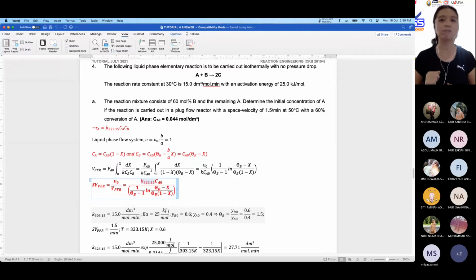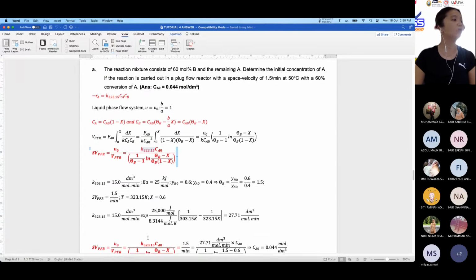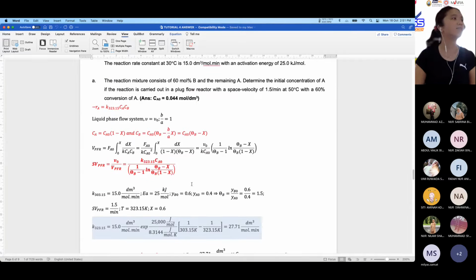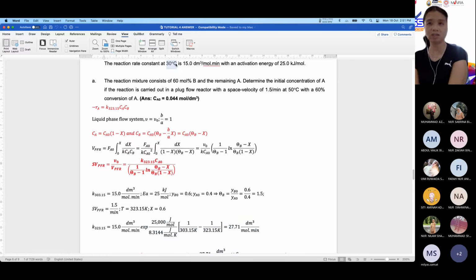50 plus 273.15 is 323.15. So that I know, the K yang saya nak guna tu mesti K pada reaction temperature. Okay, so in our case, although they are given the K, the K given in the question is at 30 Celsius.